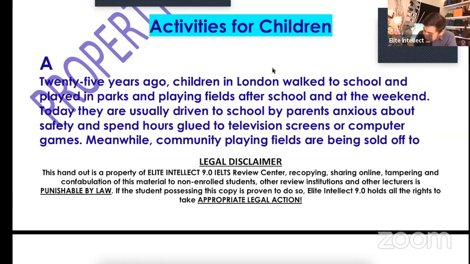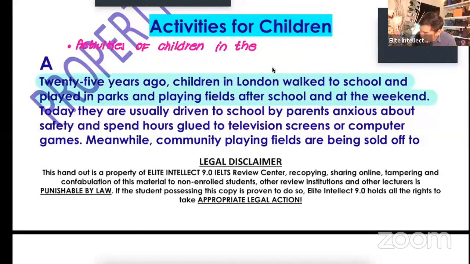Okay, beginning. All right, so here. 25 years ago, children in London walked to school and played in parks and playing fields after school and at the weekend. Okay, so basically, this one is talking about the activities of children in the past. Activities of children in the past. Where? In London. Okay, what else? Let's take a look at the middle.